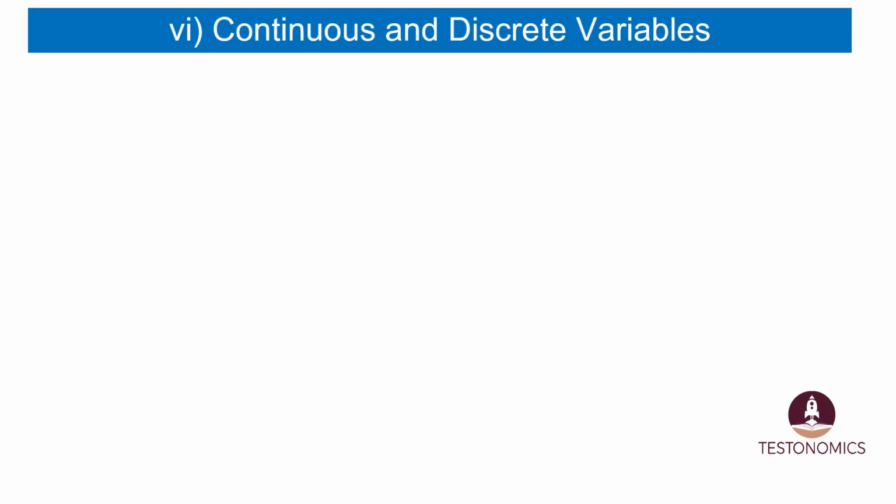We have already understood the meaning of variable. Now let's understand what are continuous variables and what are discrete variables.